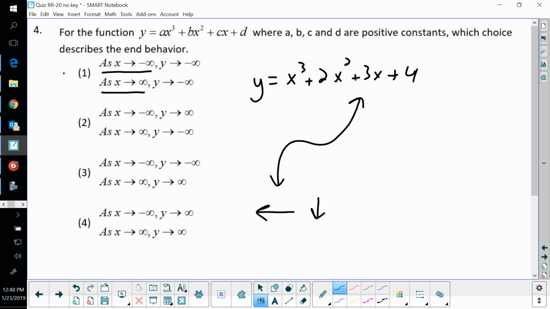So 1 is still in the running. 2 is ruled out because that said when we went to negative infinity for x, y went to positive. 3 is still in the running, but 4 can be ruled out. Well, now, as x goes to positive infinity, that's saying when you go far right, what direction is your graph going? And ours is going up, so it's going towards positive infinity. So for us, that would be choice 3.